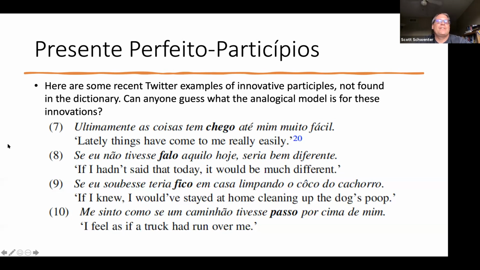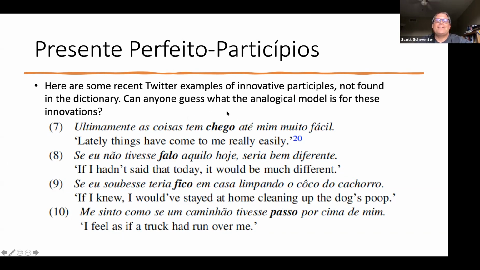So here we have some examples like: ultimamente as coisas têm chego até mim muito fácil. Se eu não tivesse falo aquilo hoje, seria bem diferente. Se eu soubesse, teria fico em casa. Me sinto como se caminhão tivesse passo. So no dictionary has these. This should be chegado, falado, ficado, and passado. But people are creating them.